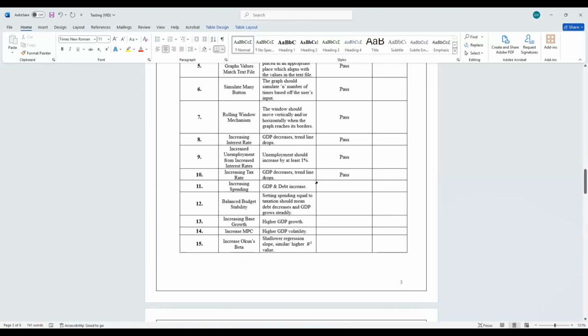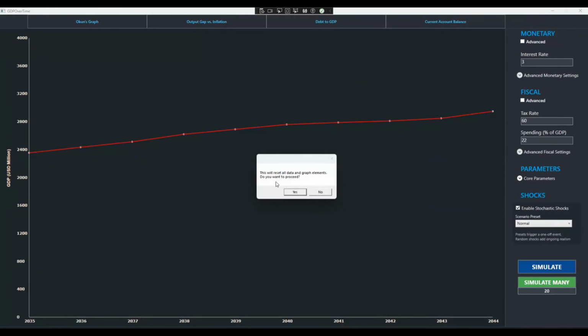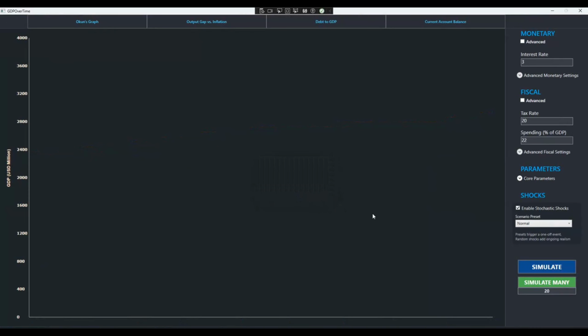Test number 11 is increasing spending. So when you increase spending, GDP and debt should increase simultaneously. So we can test this out. We can start off with the initial spending of 22%, which the simulation has pre-prepared, and we can simulate 10 years of the simulation and see what happens.